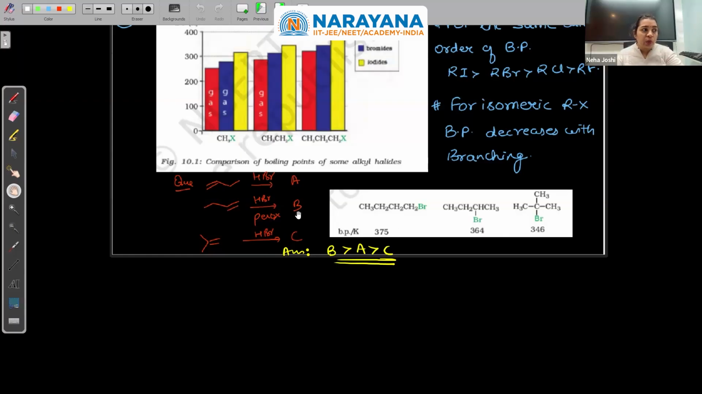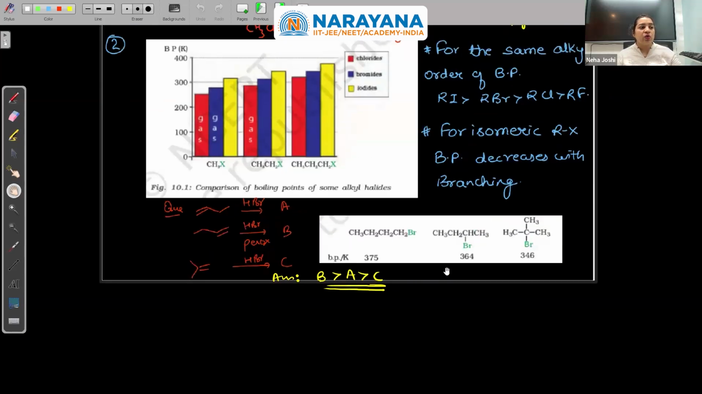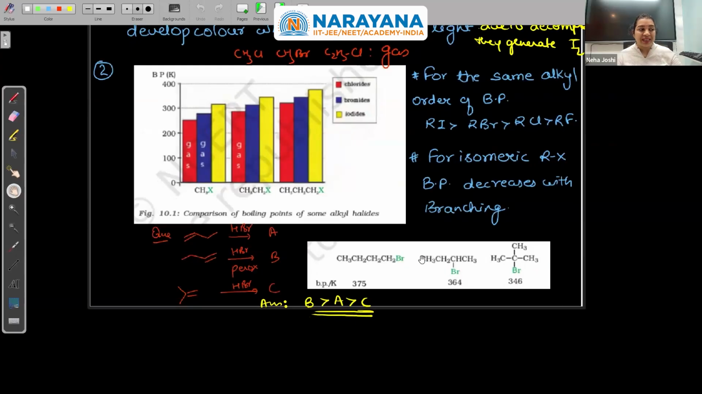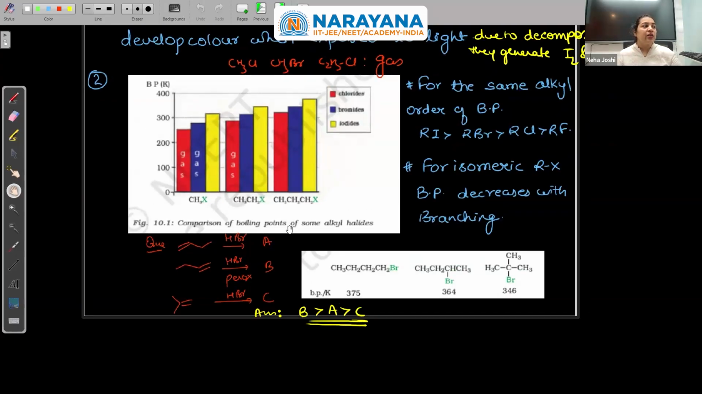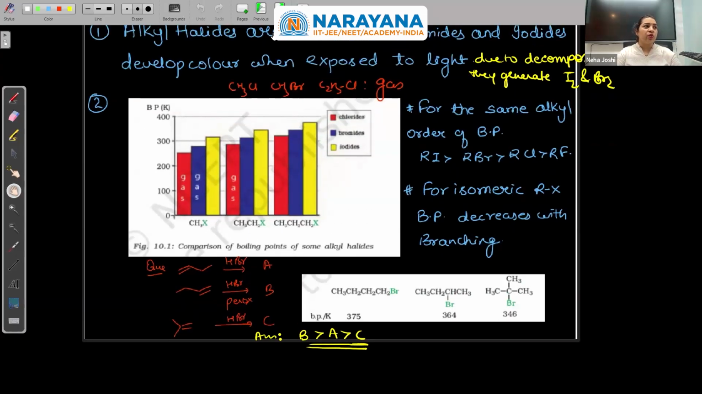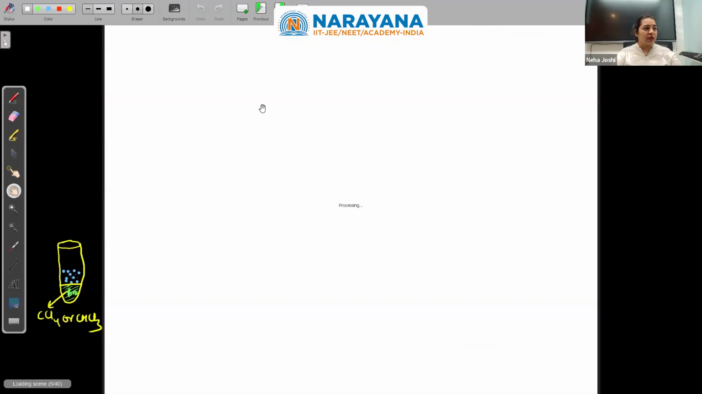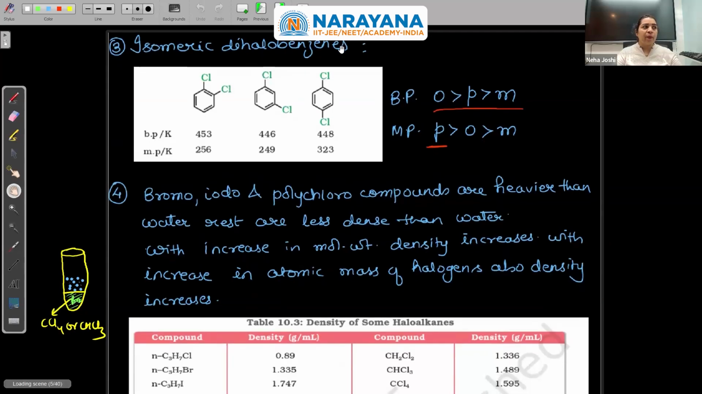This is how I propose a question can be formulated. See, I can make these products by addition of HBr, HBr with peroxide, or simple addition of HBr and get A, B, C. And then ask what is the order of boiling point for these A, B, C. So this knowledge can be directly or indirectly used for making good questions. Is that fine?